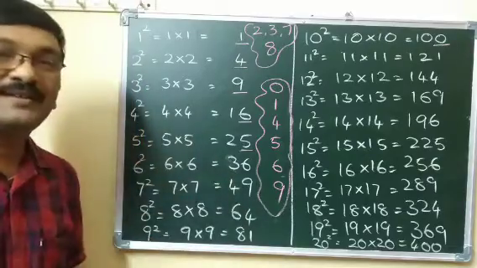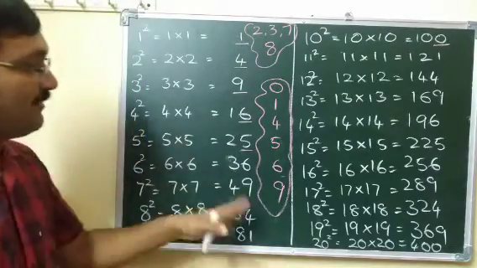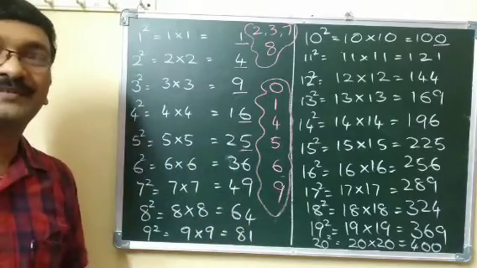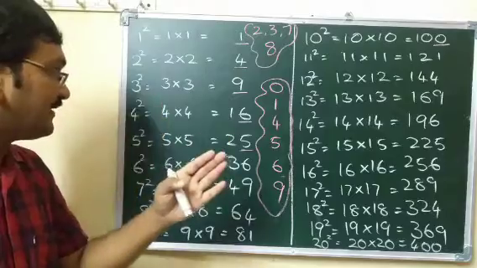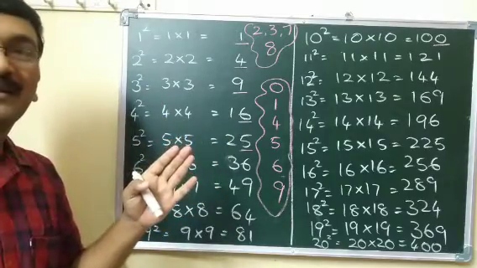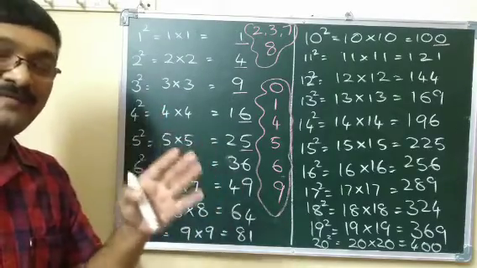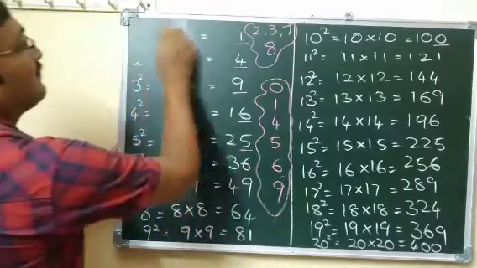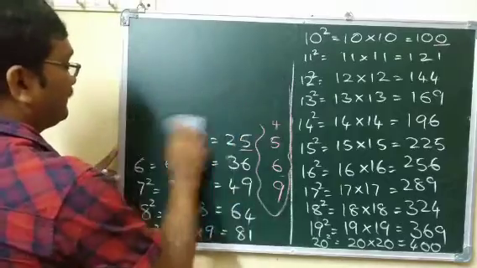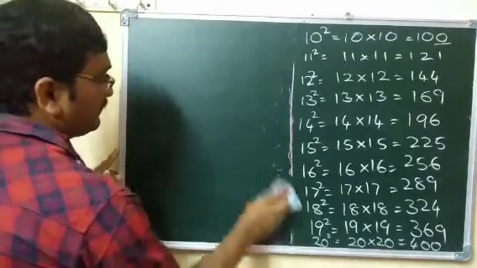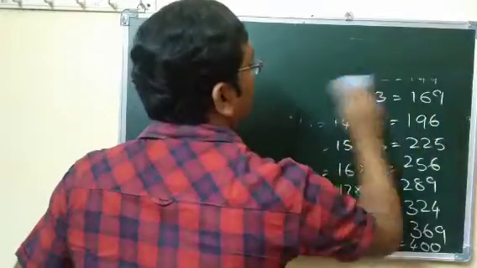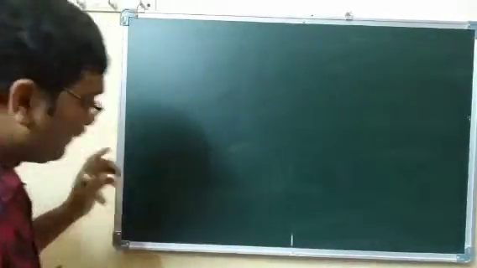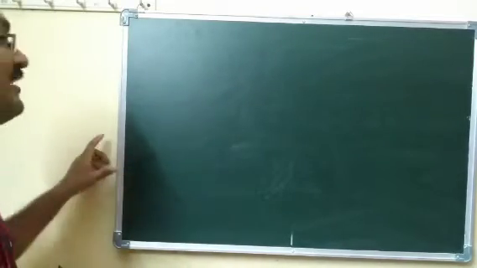So everybody take down this. I'll go up to 100 by the logic. Once I will write for the 10s, and next I will write for the 5, 15, 25, 35 and so on. Okay, first I will write for the 10.